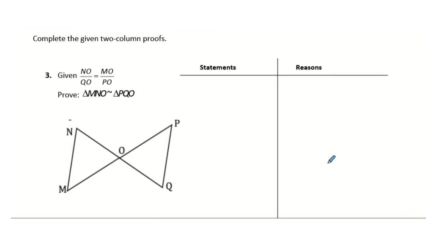Alright, so now we're going to look at some proofs with similarity. Whenever you're proving something, you always want to start with your given statement. So my given statement is that line segment NO over line segment QO is equal to line segment MO over line segment PO. That's given. So our given statement tells us that two sides are proportional. So that this side over this side is proportional with this side over this side. So we know that it's proportional.